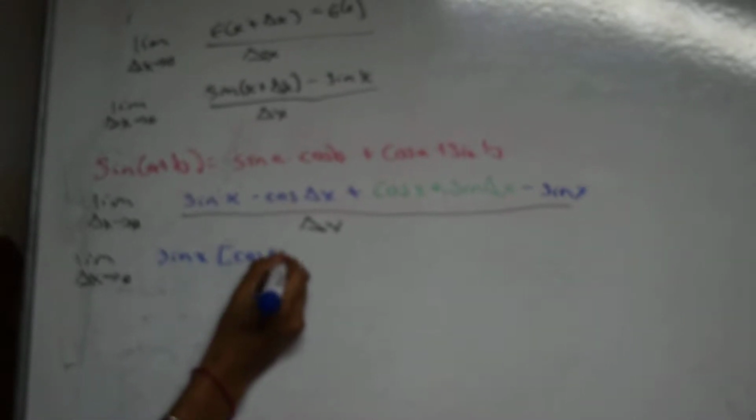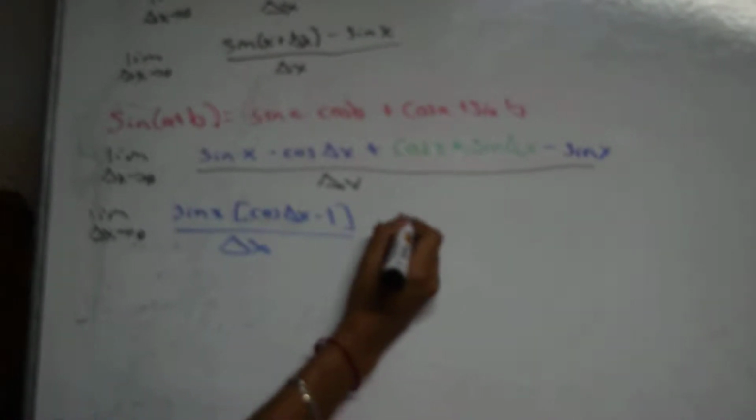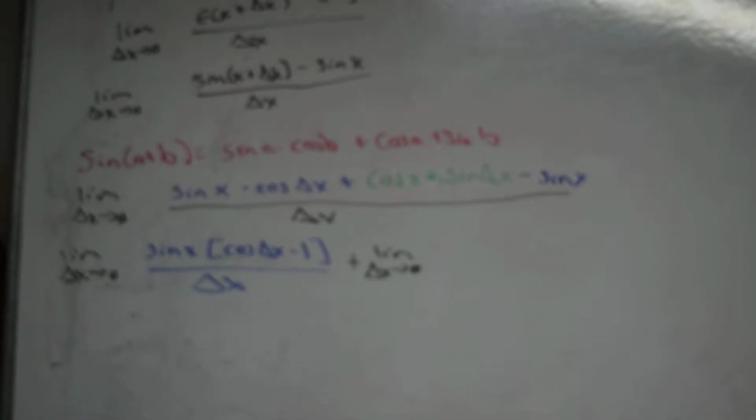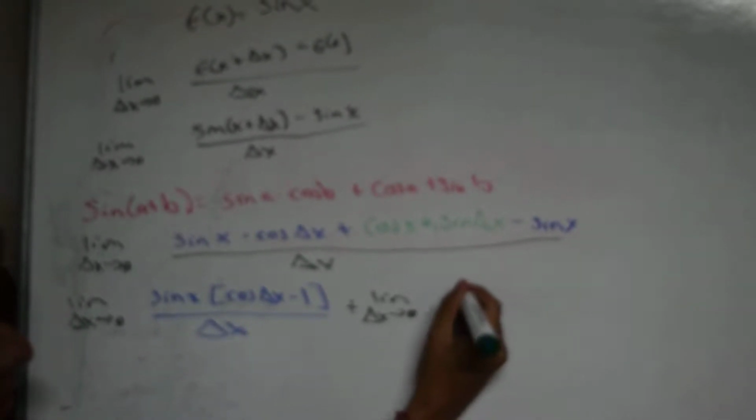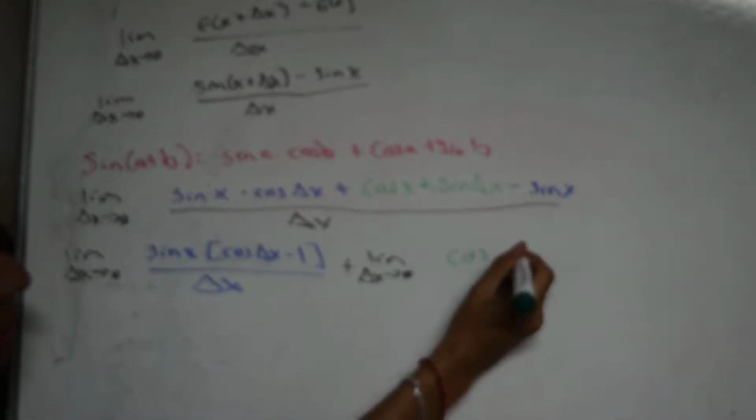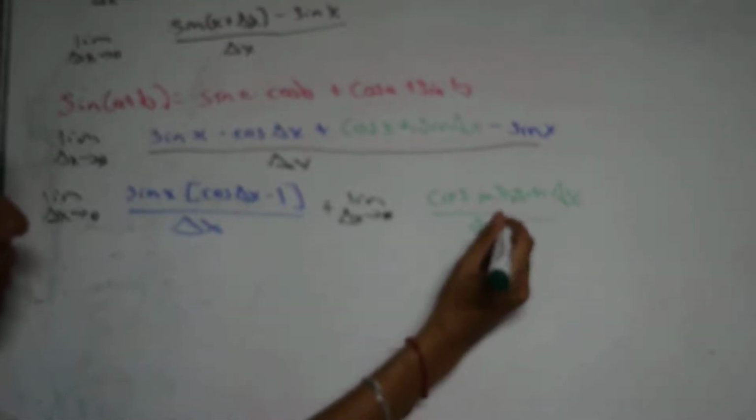So now we can also factorize this equation to the limit of sine x by the cosine of delta x minus 1 over delta x, plus the limit as delta x tends to 0 of the cosine of x by the sine of delta x over delta x.